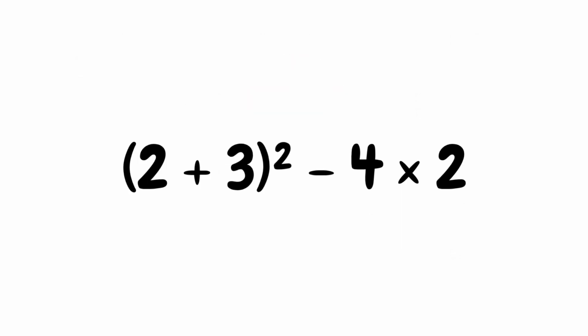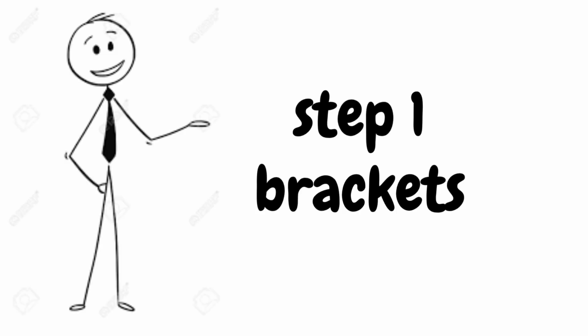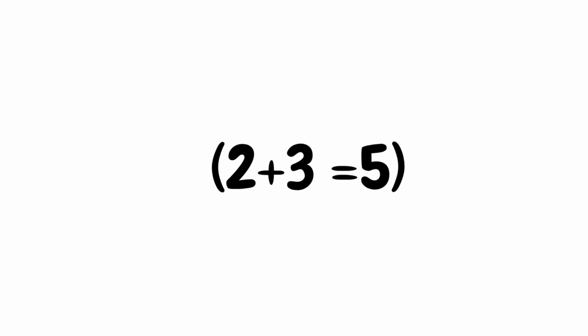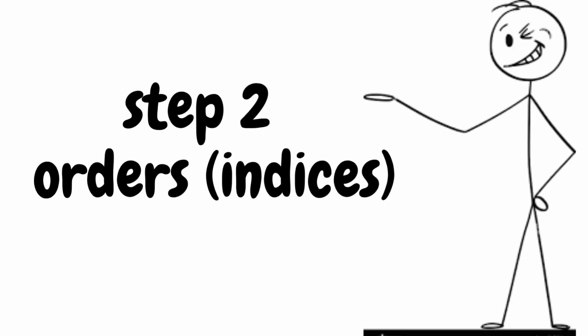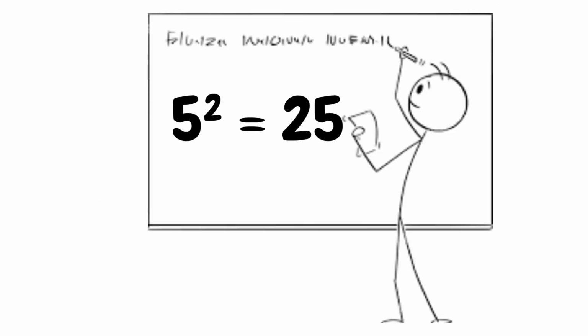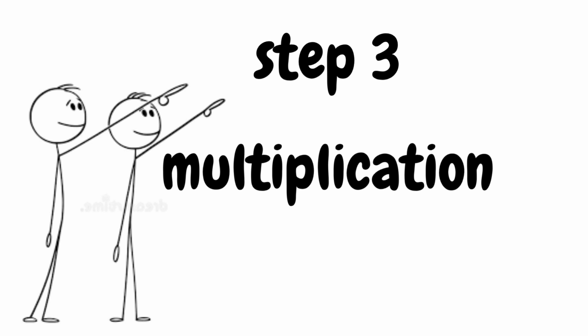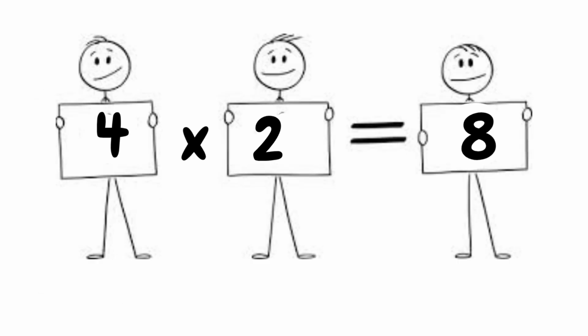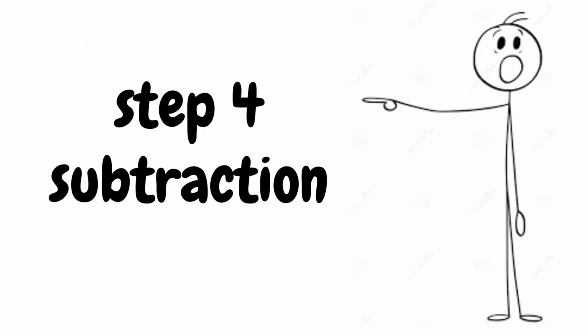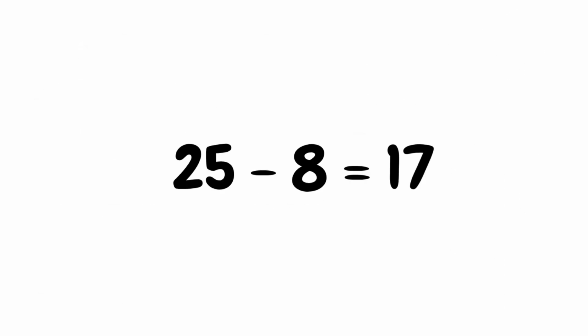Example 6. 2 plus 3 in brackets, squared, minus 4 times 2. Step 1, brackets. 2 plus 3 equals 5. Step 2, orders. 5 squared equals 25. Step 3, multiplication. 4 times 2 equals 8. Step 4, subtraction. 25 minus 8 equals 17.